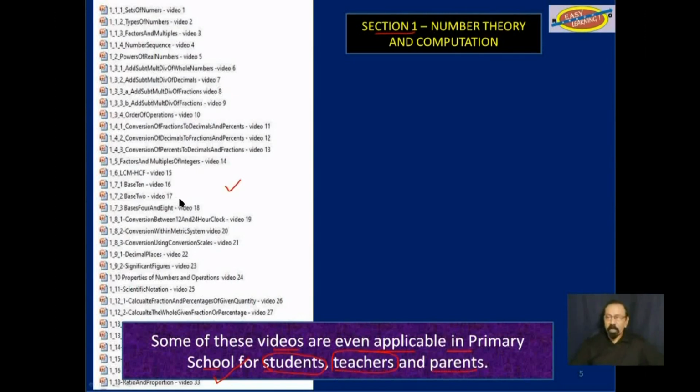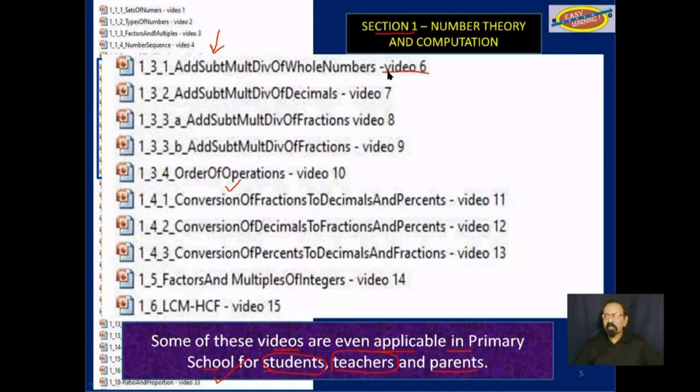It is the first part of the CXC syllabus for the CSEC mathematics exam. For example, if we extend this blue box here, you can notice video 6, it says add, subtract, multiply, and divide whole numbers. But before students can do that, they have to be able to know about place values. And then video 7, it says add, subtract, multiply, and divide decimals. That is work done in maybe grade 4 and even grade 3 in the primary school.